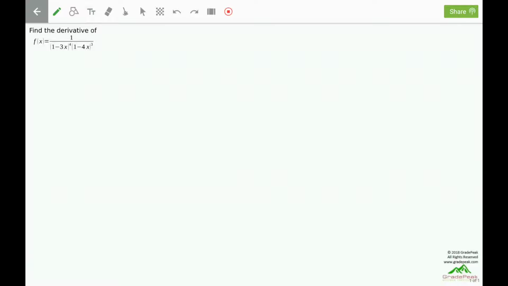Find the derivative of f of x equals 1 over (1 minus 3x)^4 times (1 minus 4x)^3. So f of x here is a constant over a product of two functions, 1 minus 3x to the fourth times 1 minus 4x to the third. Since the numerator is a constant, we're not going to want to make use of the quotient rule here.